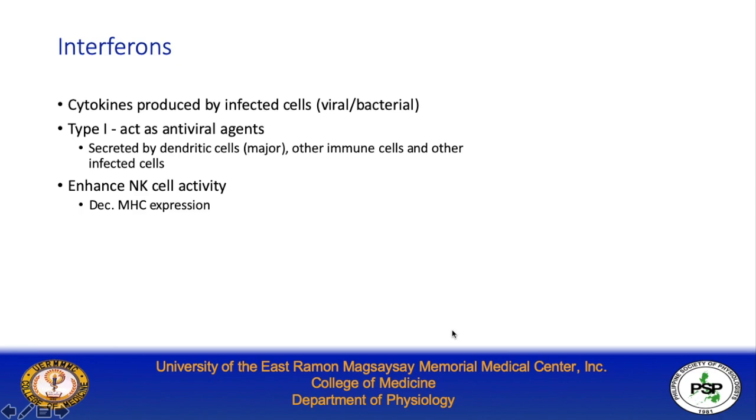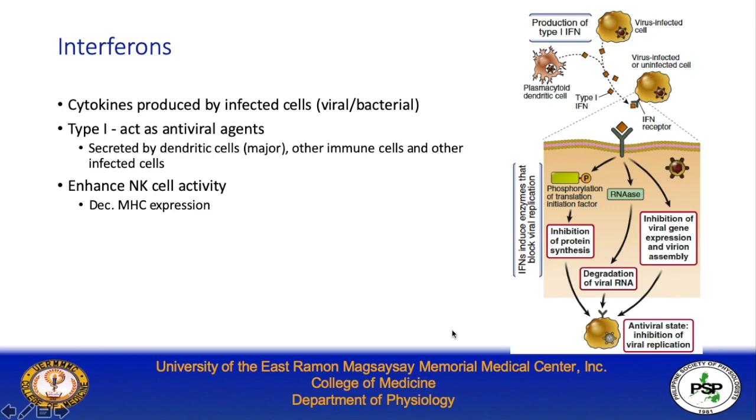Now, the main function of your interferons is that it activates other immune cells. An example of these immune cells would be the natural killer cells. So this one is an example of an infected cell, a virally infected cell. This virally infected cell would produce your interferons. Together with your dendritic cells, it would also secrete your interferons.